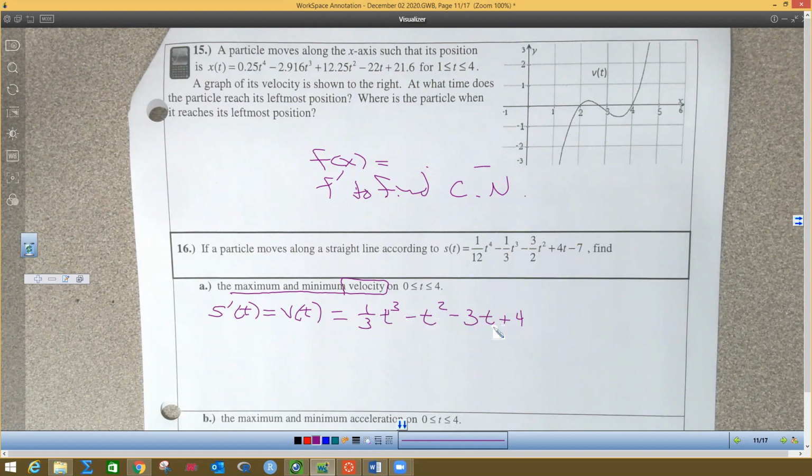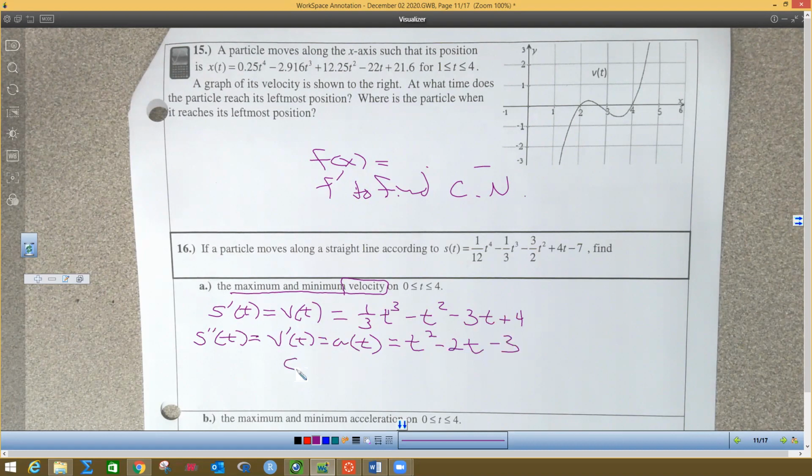Now this is what I'm going to use to find my max and min. But I have to find the critical numbers first. So I'm going to say that S double prime is going to equal V prime is going to equal A of t. And you could even just use derivative of V on this one, because it's not really asking, well, it is going to ask down here, so it's probably good we're doing this. So I'm going to take 3 times 1/3, the 3's reduce out, and I get t squared. Multiply the 2 times -1 and get -2t, and 1 times -3 is -3.